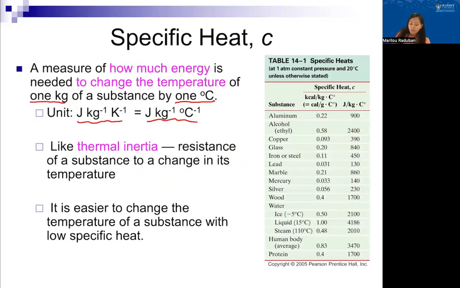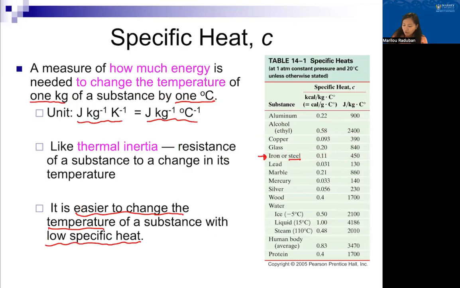Okay? Right, and the lower, of course, the reverse is true. The lower the specific heat, the easier it is to change the temperature of that object. So for example, looking at this table here, you're shopping for some pots and pans, and you have a choice between, say, a stainless steel pan.